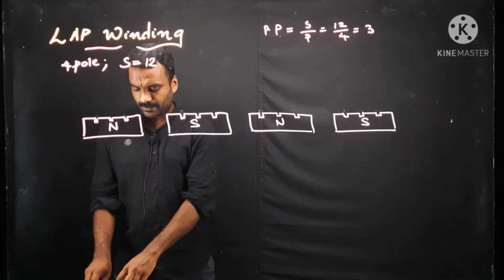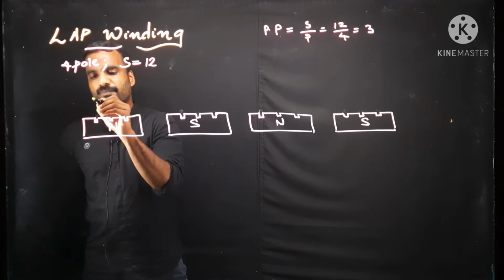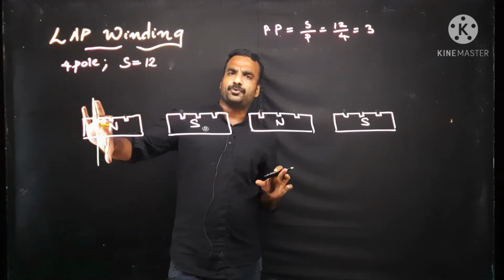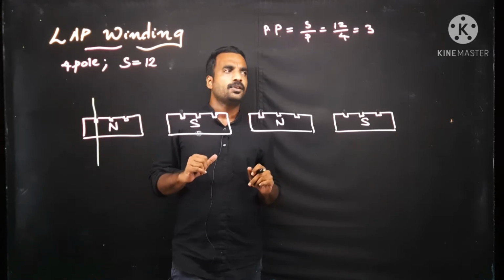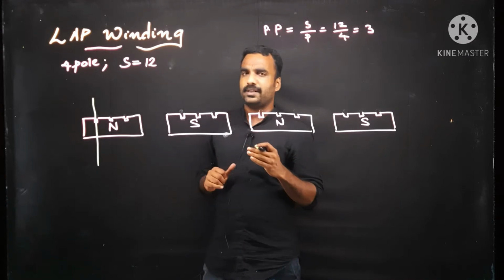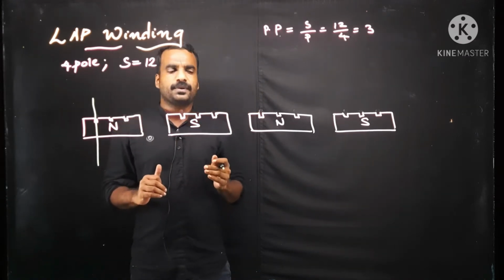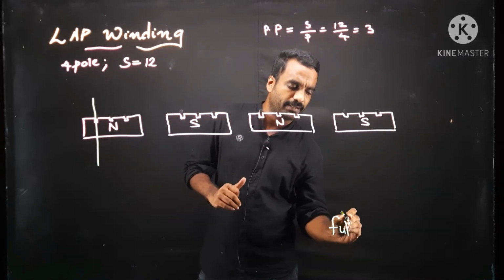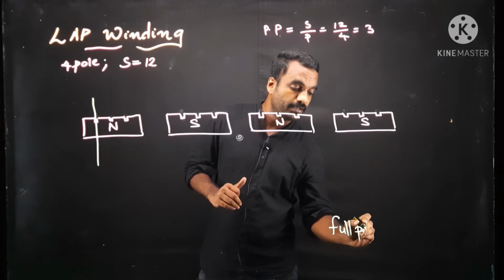So, I am starting from the first slot. This is the first slot. I am placing one coil, suppose it is AB, in the first slot. So, one conductor is placed. For completing the coil, I have to place its finishing end in some other slot. So it is a full pitch coil. This is a full pitched winding.